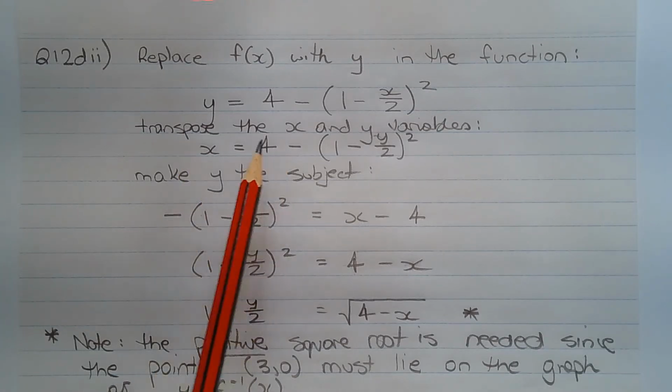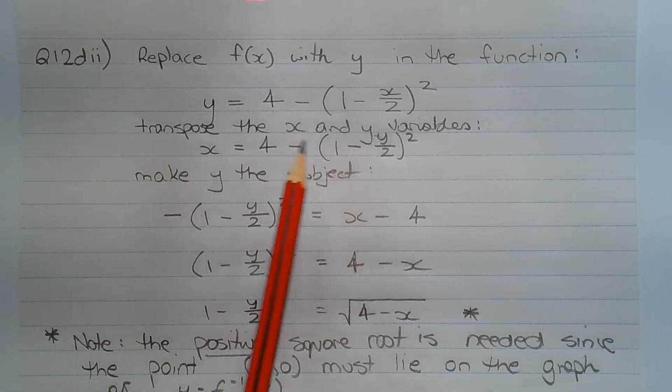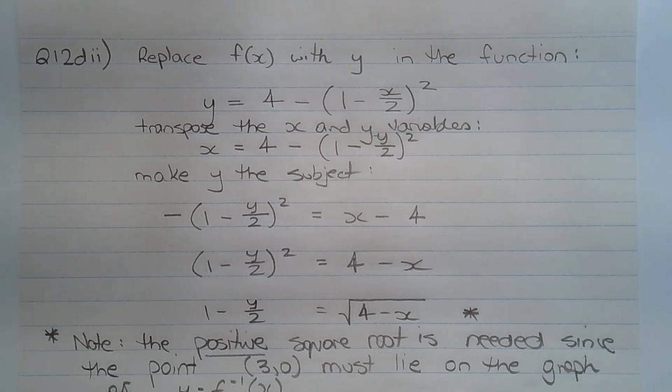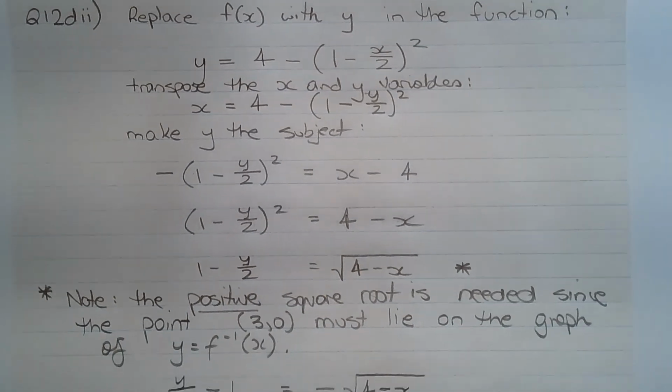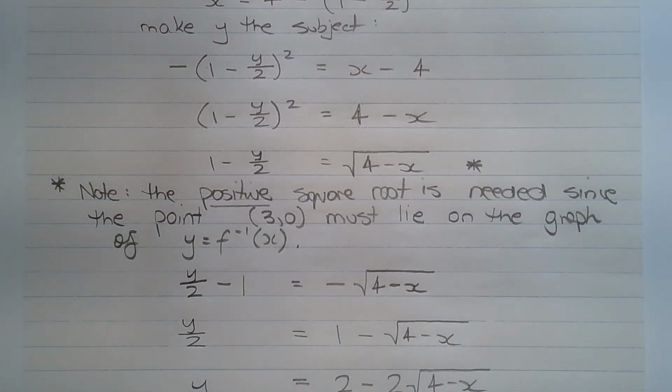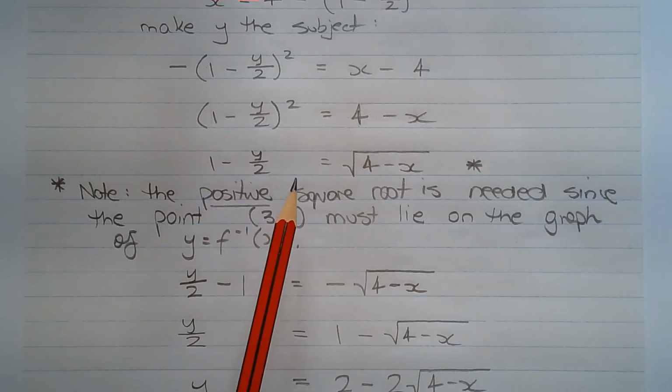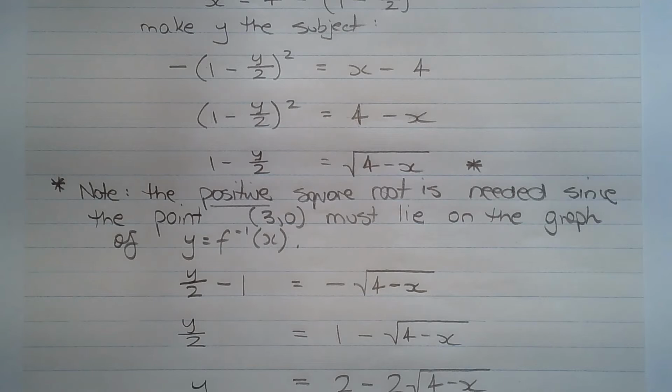So subtracting 4 from both sides and then swapping both sides of the equation around, we have −((1 − y)/2)² = x − 4, because we want the y on the left-hand side and the x on the right-hand side. Multiplying both sides by −1, we have ((1 − y)/2)² = 4 − x. And taking the square root of both sides, we have (1 − y)/2 equal to the positive square root of 4 − x.